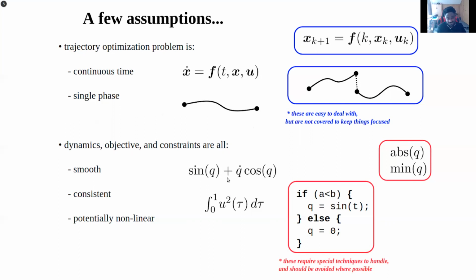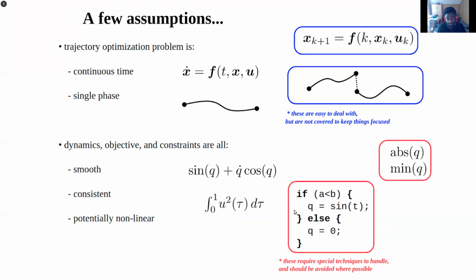And smooth means that there are no discontinuities anywhere, and they are differentiable everywhere. And consistent also means something similar, and they are probably nonlinear. But even if they're linear, it makes our work all the more easier. And we also assume that there are no functions like absolute values or minimums in the functions that describe the constraints or the objectives of the dynamics.